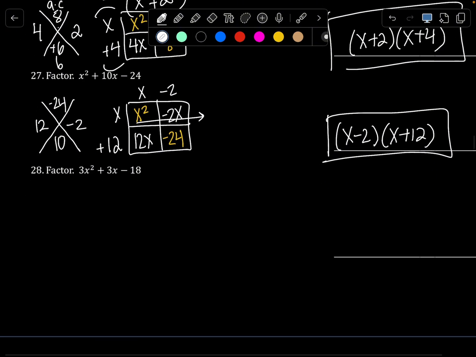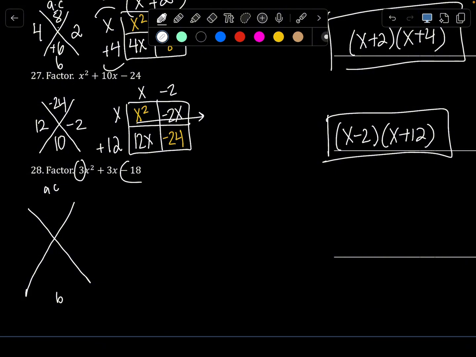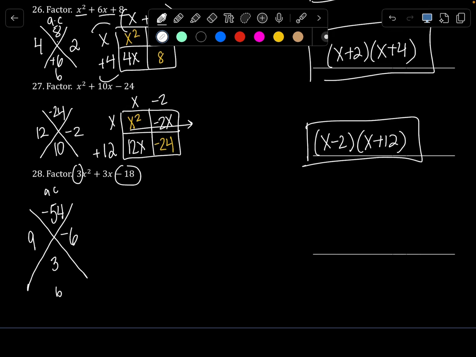One more, number 28. We're going to go ahead and have our a times c and our b. A times c, a in this case is 3 and -18. Okay, 3 times -18 is -54, and your b is a 3. Okay, so now this is where it starts getting a little tricky. You need to know your multiplication facts. And we know 54 is 9 times 6. And you do 9 minus 6, that gives you 3. So that's a really good one, 9 times 6, but one of them has to be negative. The smaller one has to be negative, of course.